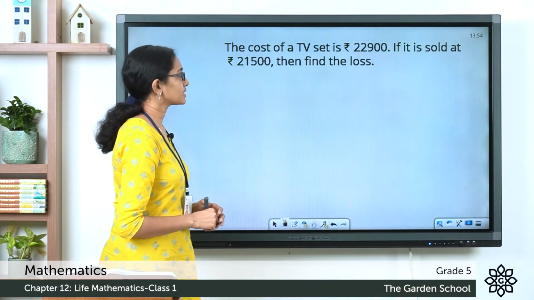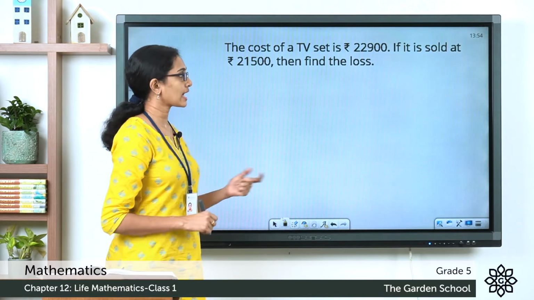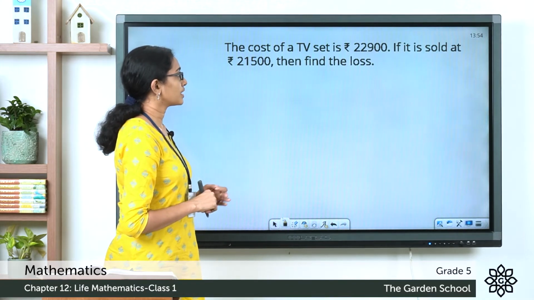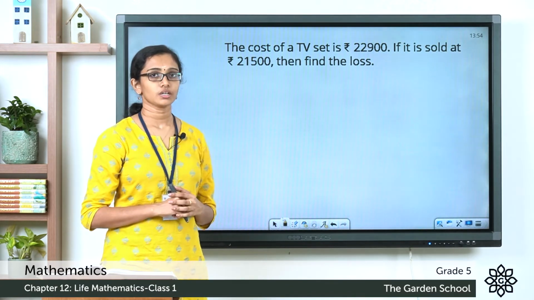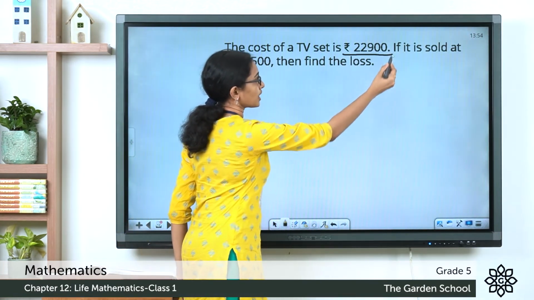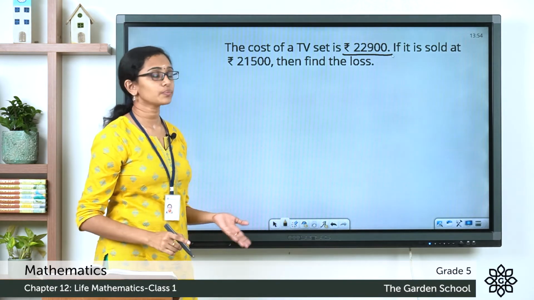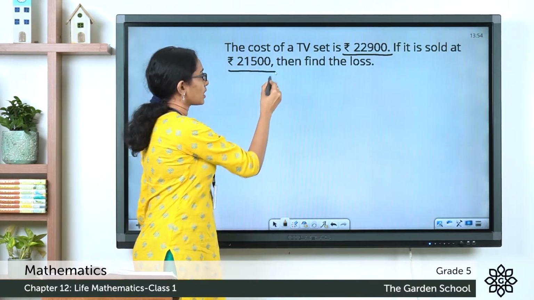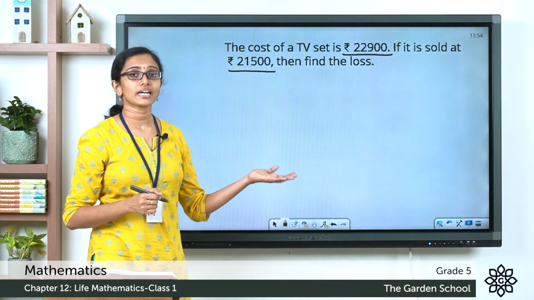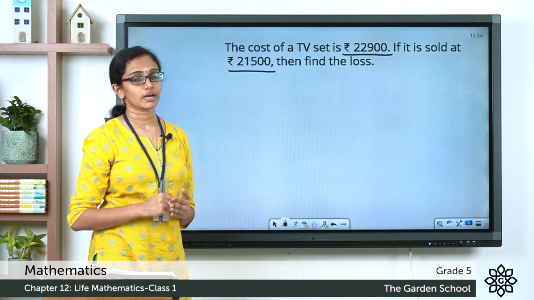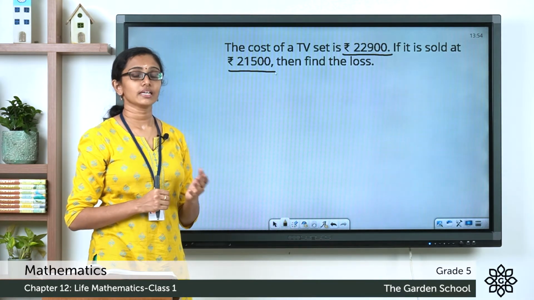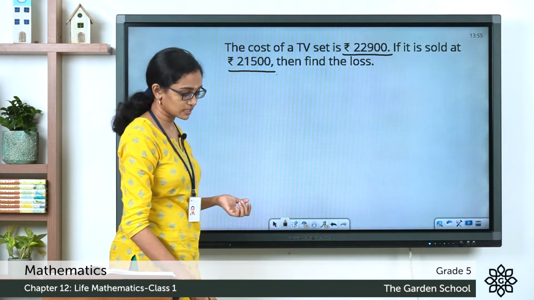The cost of a TV set is rupees 22,900. If it is sold at rupees 21,500, then find the loss. So here the buying price or the cost price is rupees 22,900 and the selling price is only rupees 21,500. So the TV set was sold at a price lower than its buying price or its cost price. So it will be a loss.